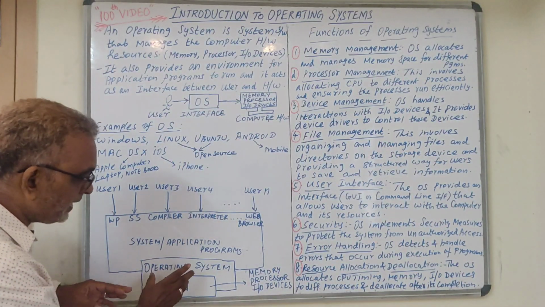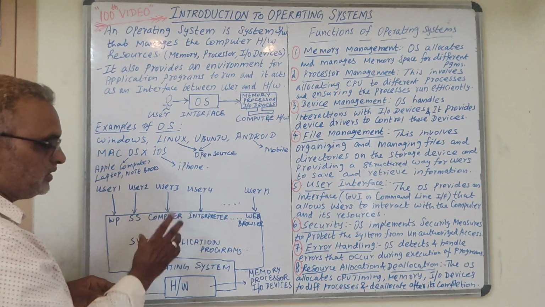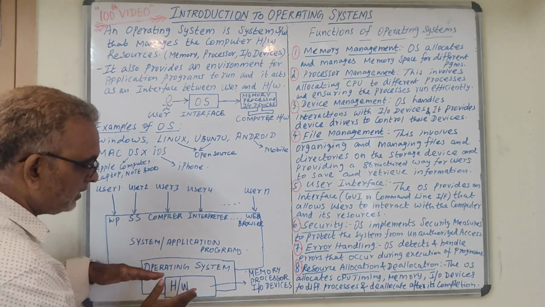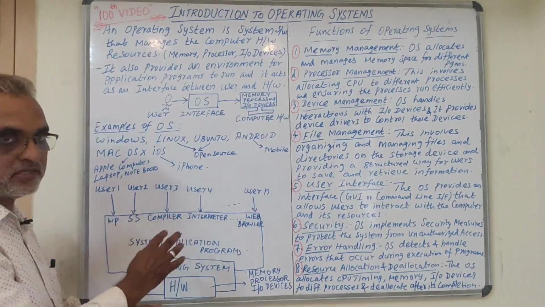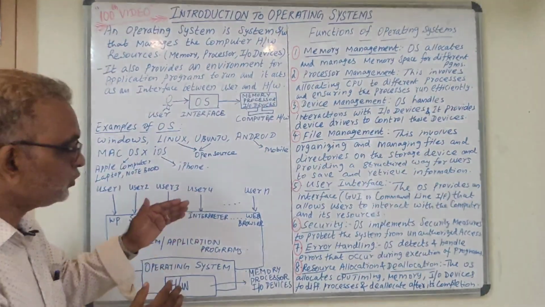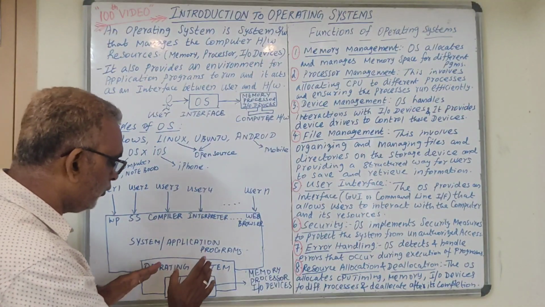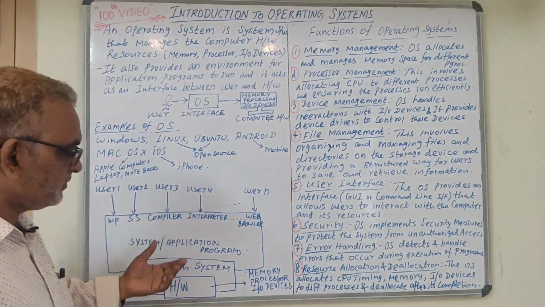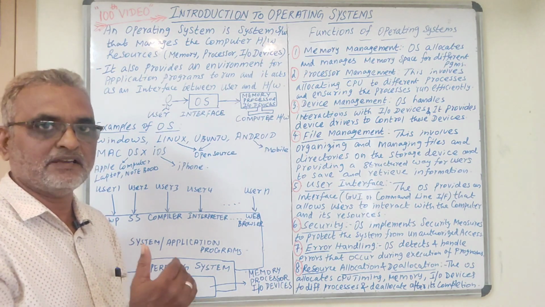So only the operating system acts as an interface between this hardware and the user. It provides memory, processor time, and I/O devices to the users according to their requirement. That can be done only by the operating system. Because of that, the user is able to do his job easily, that is conveniently.